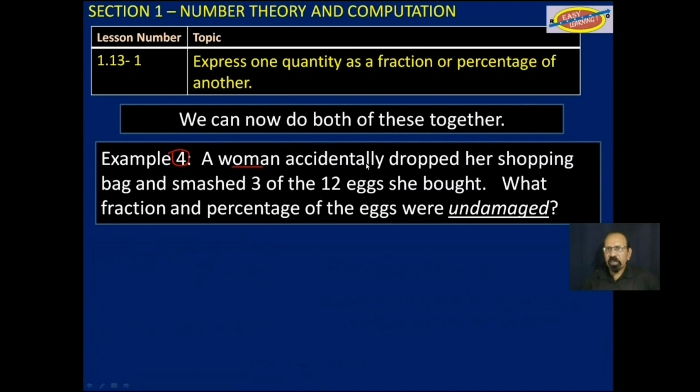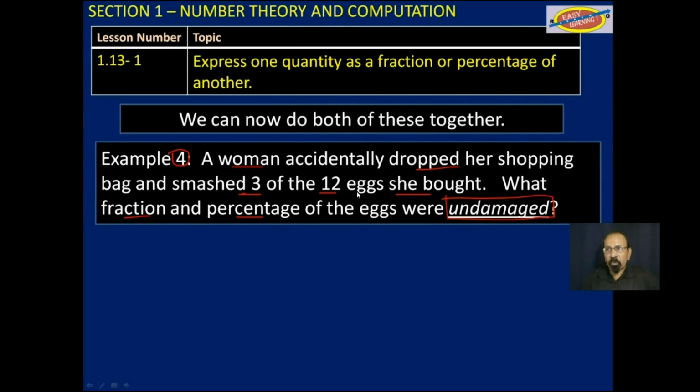A woman accidentally dropped her shopping bag and smashed 3 out of the 12 eggs she bought. What fraction and percentage of eggs were undamaged? Now, read the question carefully. We are not asking about the fraction and percentage of the eggs that were damaged. We were asking about the good eggs.